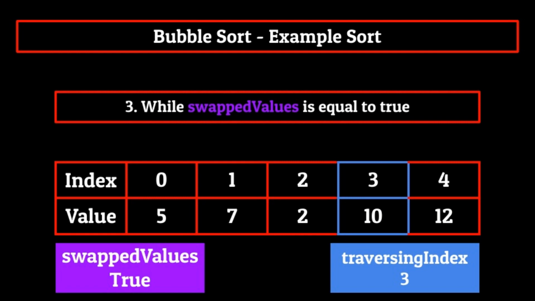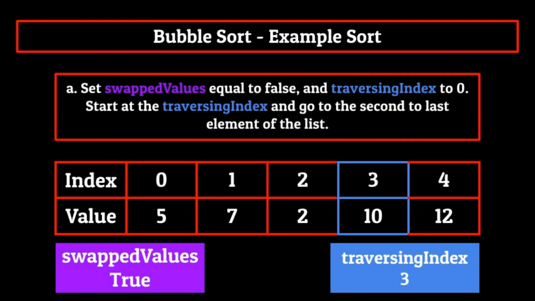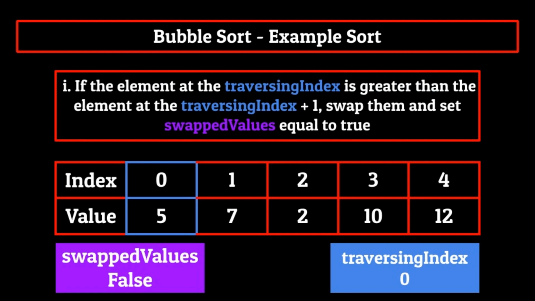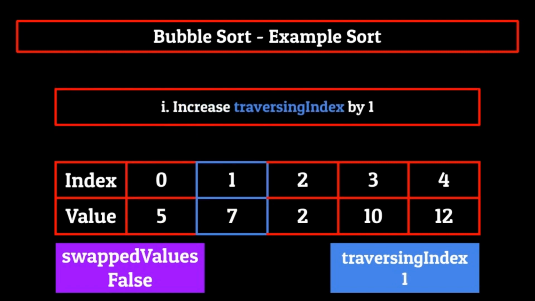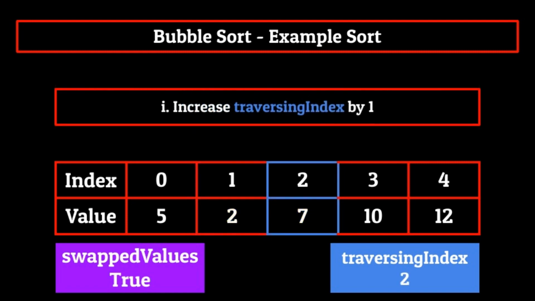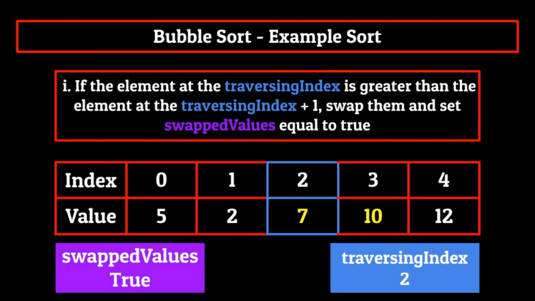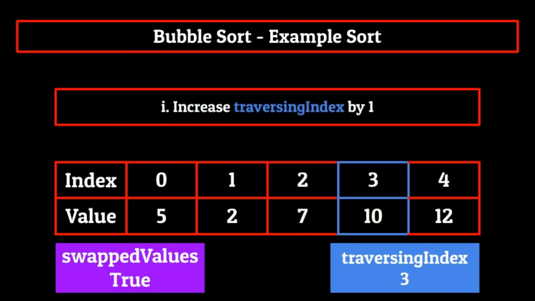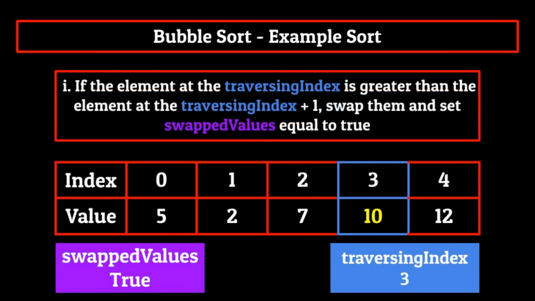Since swapped values is still equal to true, we can't break out of our loop just yet, and so we start over, setting swapped values to false and traversing index to 0. On this third pass through the list, 5 gets compared to 7, and no swap is required, so we increase the traversing index. Then, 7 gets compared to 2, and in this case, we do need to swap. In doing so, swapped values also get set to true, and we increase our traversing index. 7 is less than 10, and no swap is required, so we increase the traversing index once more. Finally, 10 is less than 12, so the third full pass is completed.